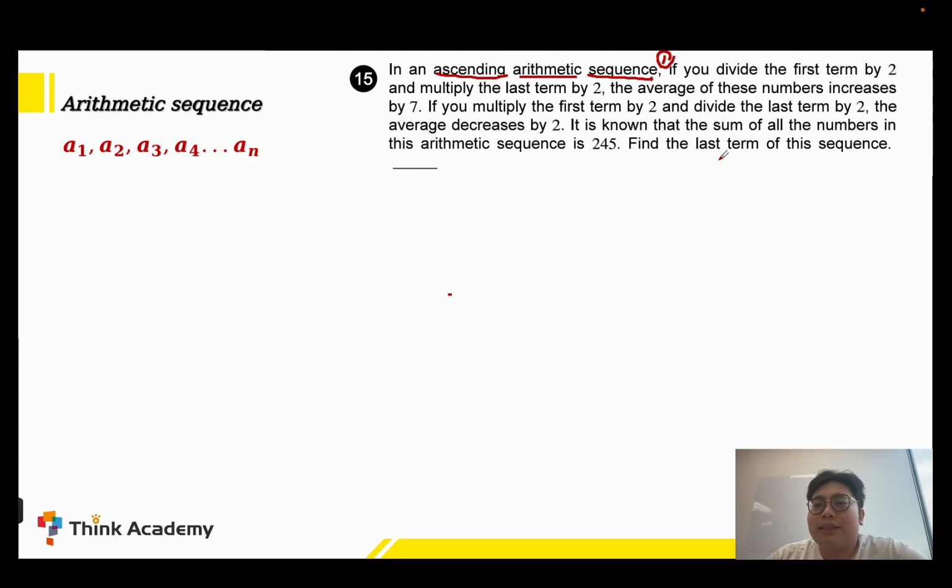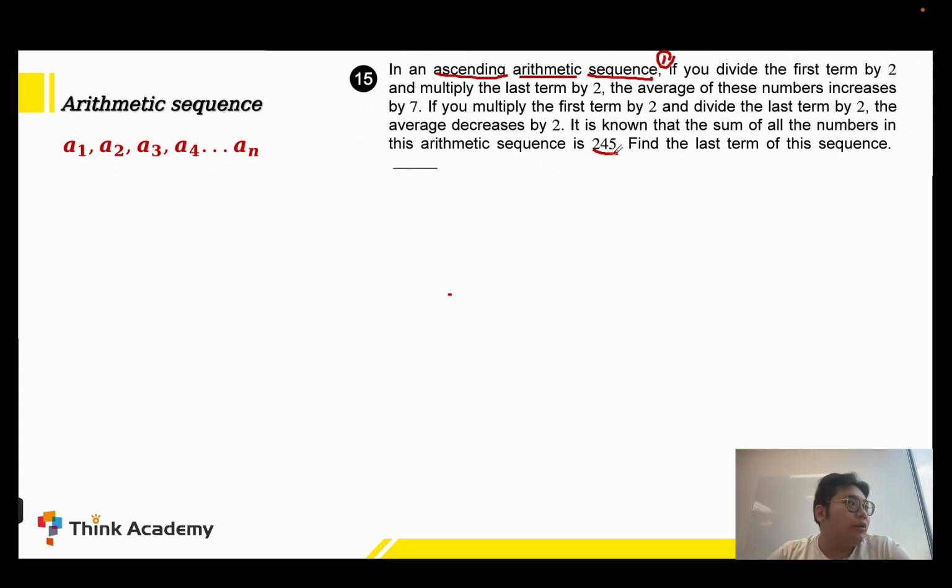It is known that the sum of all the numbers in this arithmetic sequence is 245. So after reading the question, you know there are three important things. The first is about the arithmetic sequence, and some change happened to the first number and the last term. And then the most important thing is about the sum. We know at first it was the sum, and after the change, the sum changed, and the average also changed.